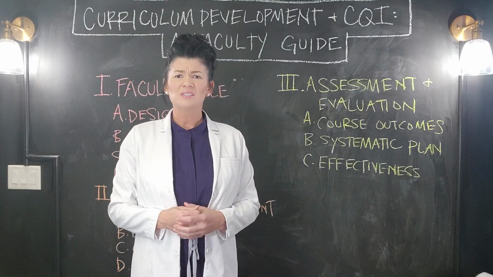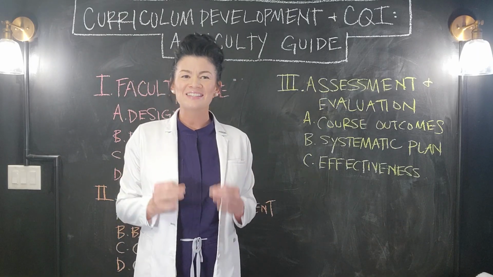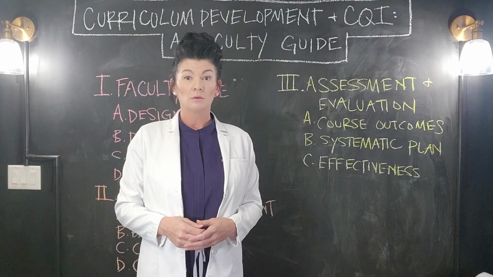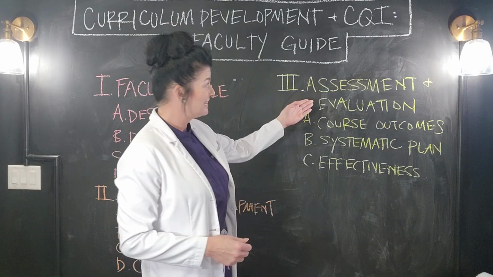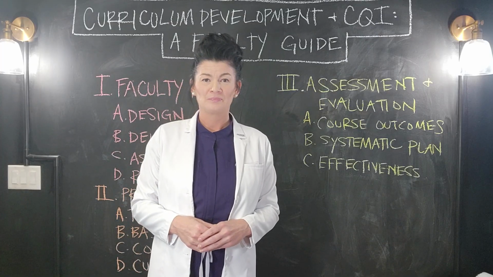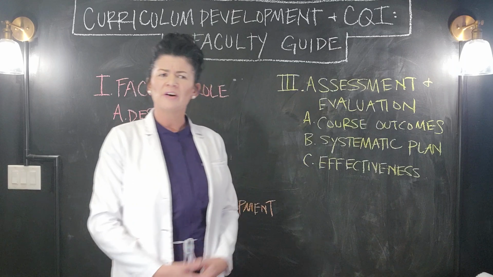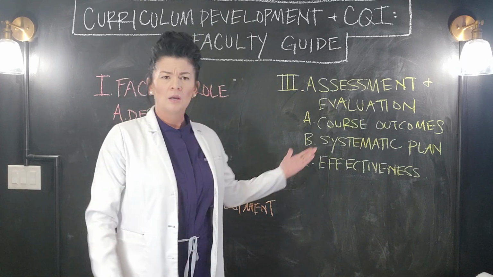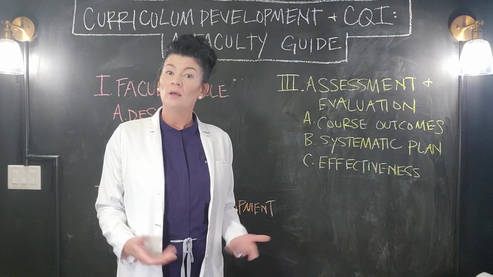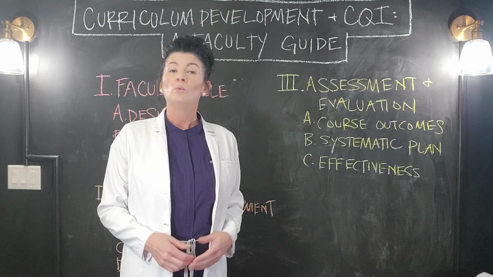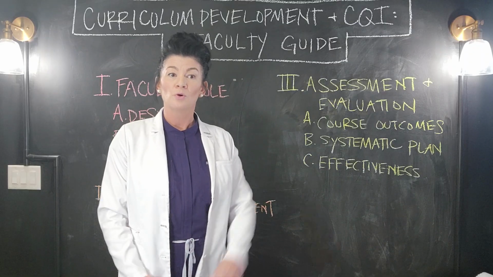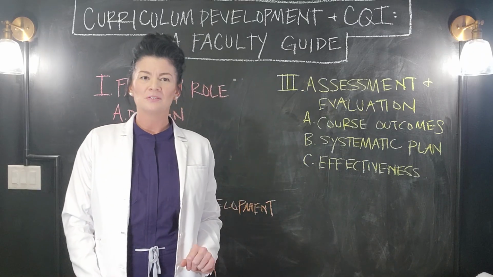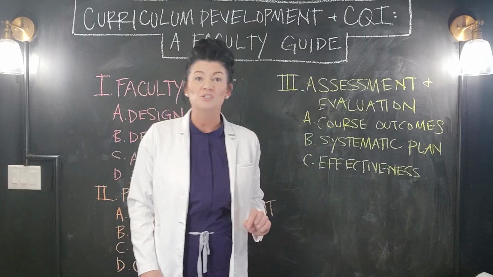The curriculum isn't static. We must consistently check if it's working. This brings us to assessment and evaluation. So how are course outcomes evaluated? This happens primarily at the faculty and student level. We evaluate course outcomes through two types of assessment. That first one is formative assessment.